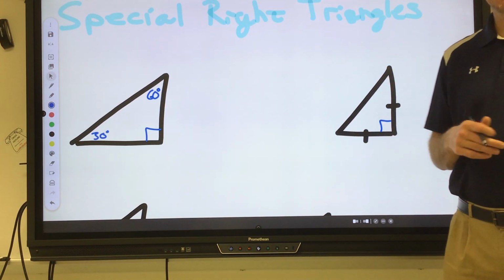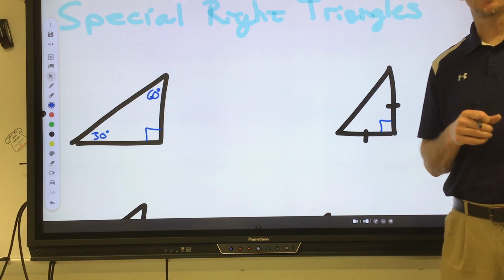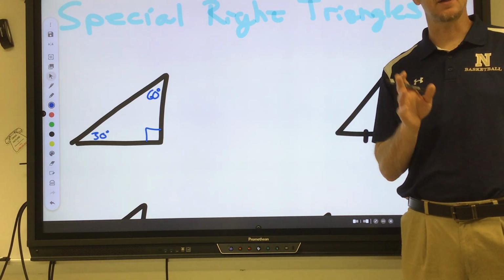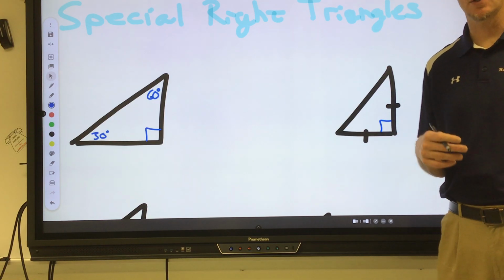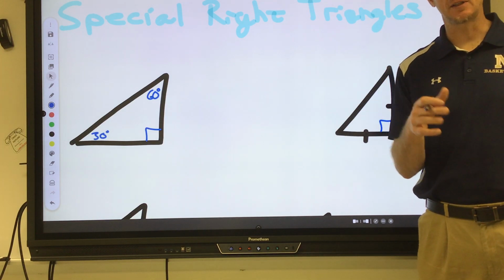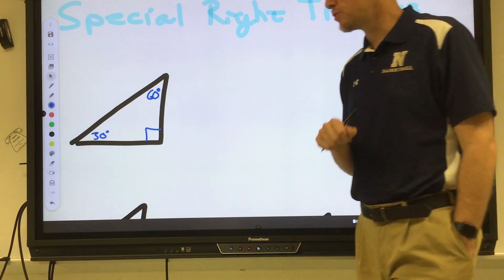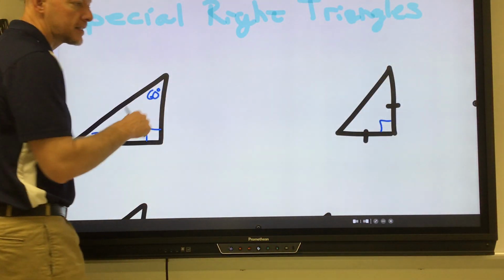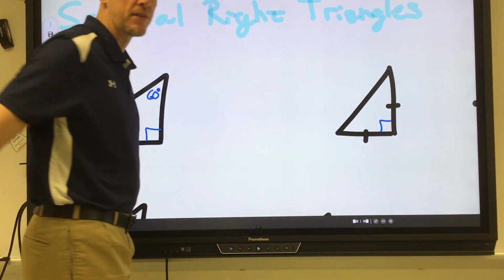Special right triangles are going to be an essential part for us whenever we're talking about trig. A lot of the things we're going to do without a calculator when it comes down to evaluating trig functions are going to require us to reflect upon special right triangles. We have two special right triangles. We have the 30, 60, 90, and we have a 45, 45, 90.